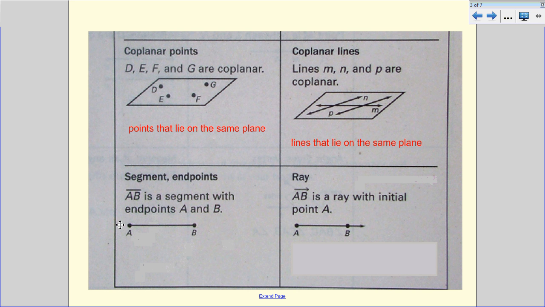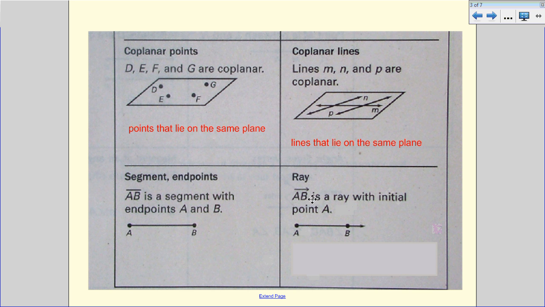Segments and endpoints. A segment is just a part of a line. We find segments on a line, but they're called segments because they have a beginning and an end. So A and B are beginning and end, and we call those endpoints.